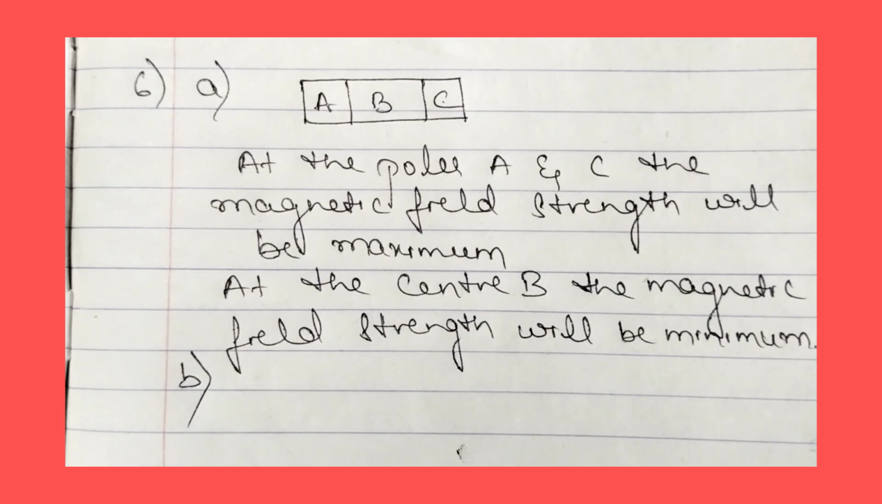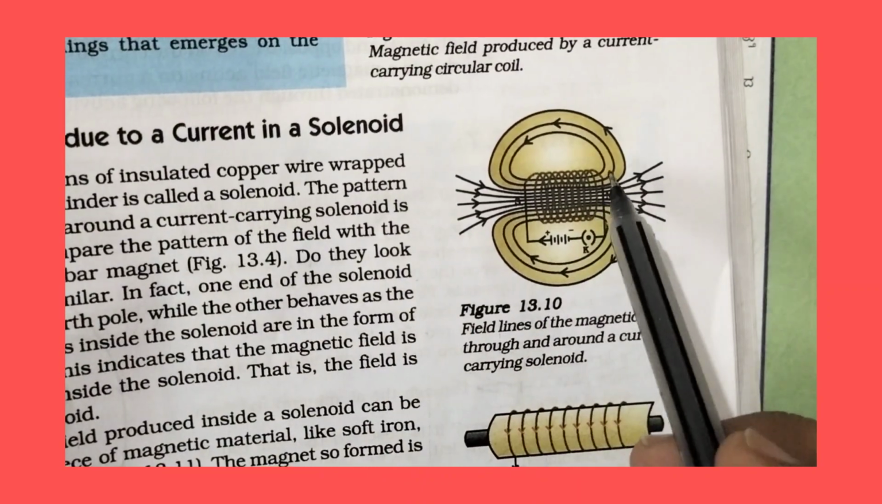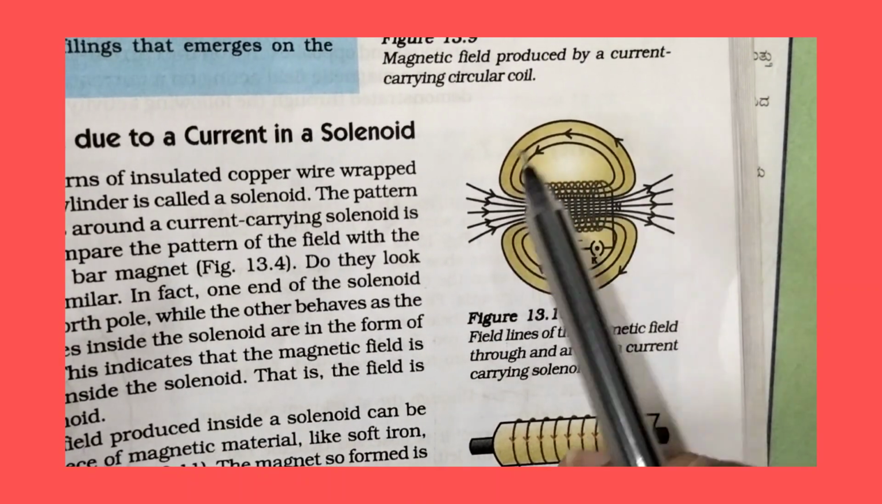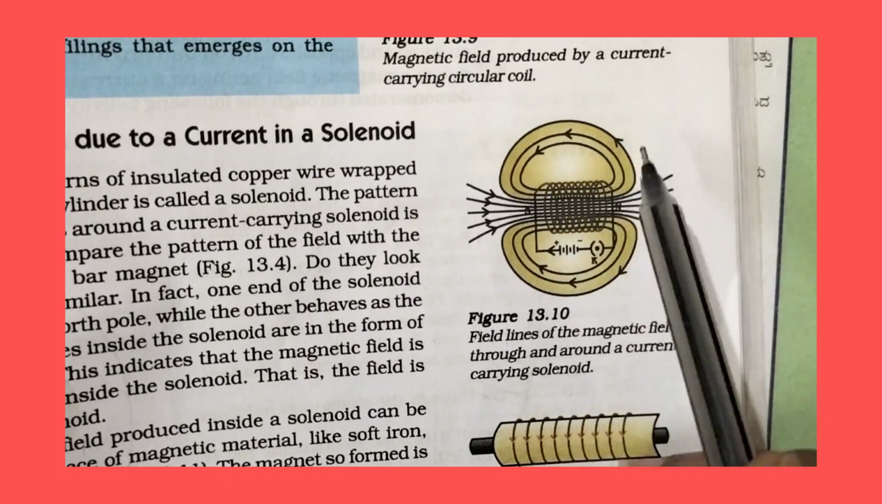And the magnetic field lines around a solenoid. Around a solenoid, the magnetic field lines will be like this. So it will be like this. This magnetic field line pattern around a solenoid will be similar to the magnetic field around a bar magnet.